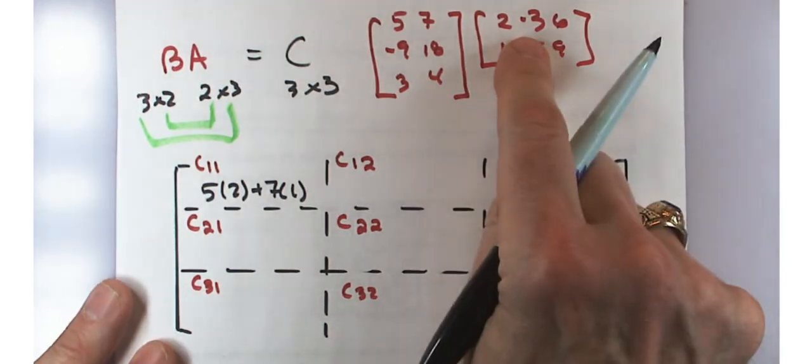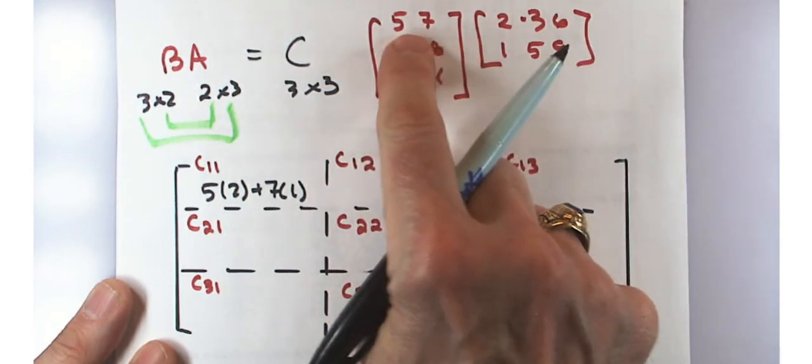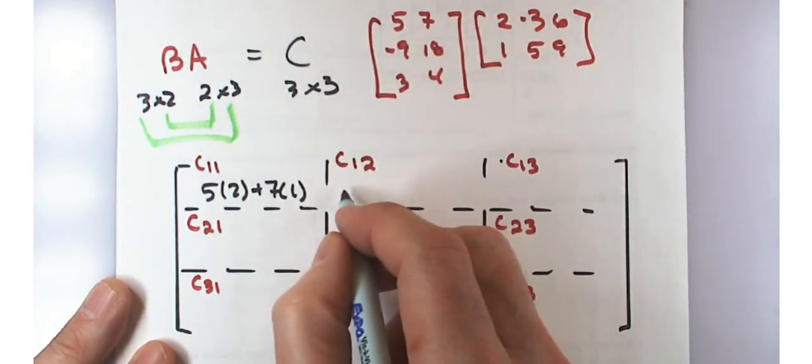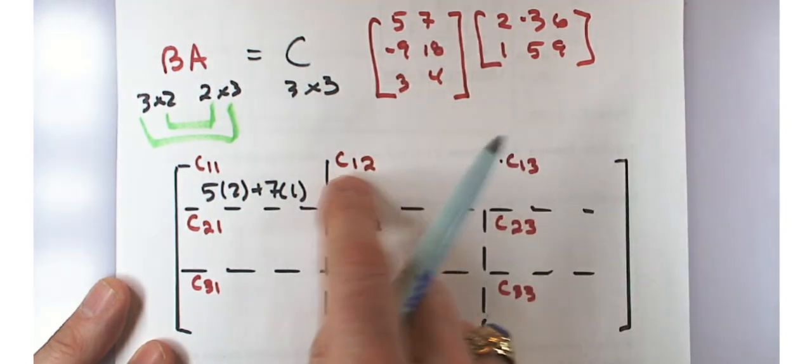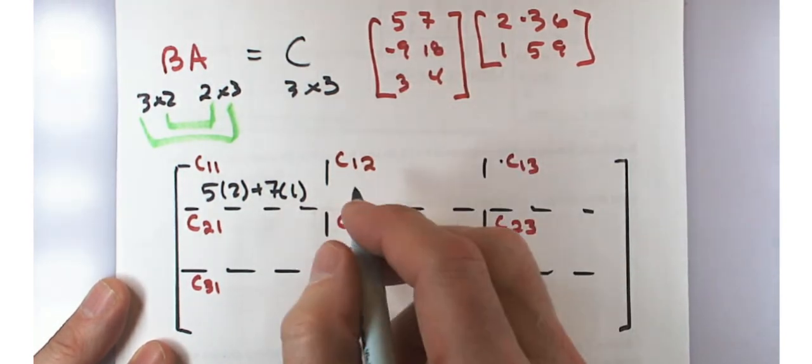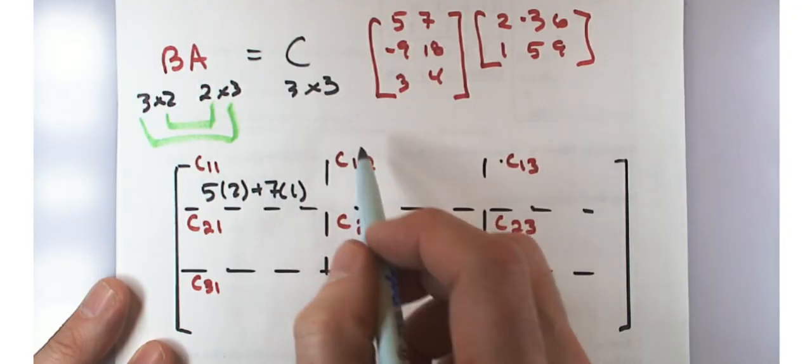Let's try the next one. First row, second column. Mag, can you help me out with that one? What should I multiply together to get these two? 7. First row.